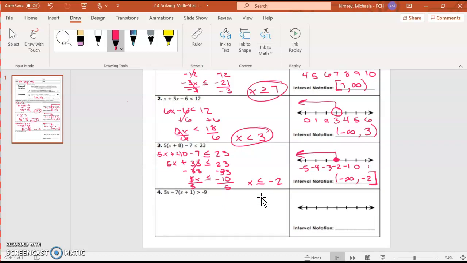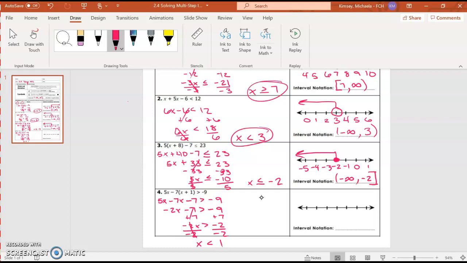All right, last one here. Hopefully you tried this one as well. When you distribute, you should get 5x minus 7x minus 7 is greater than negative 9. We combine like terms and get negative 2x minus 7 is greater than negative 9. Add 7 on both sides, and you should get negative 2x is greater than negative 2. Divide by negative 2 on both sides, which we know what happens when we divide by a negative number. So we get x is less than 1.